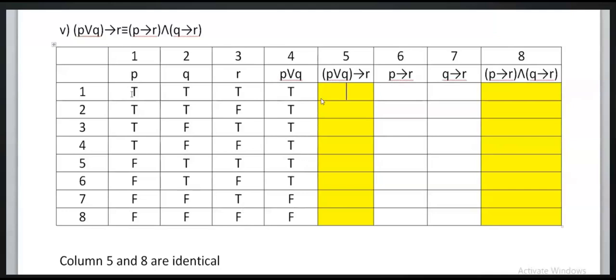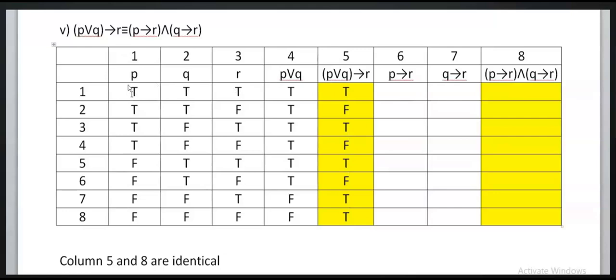Now we want P or Q implies R. Now T implies T is true. T implies F is F. T implies T is true. T implies F is F. T implies T is true. T implies F is F. F implies T is true. F implies F is true.